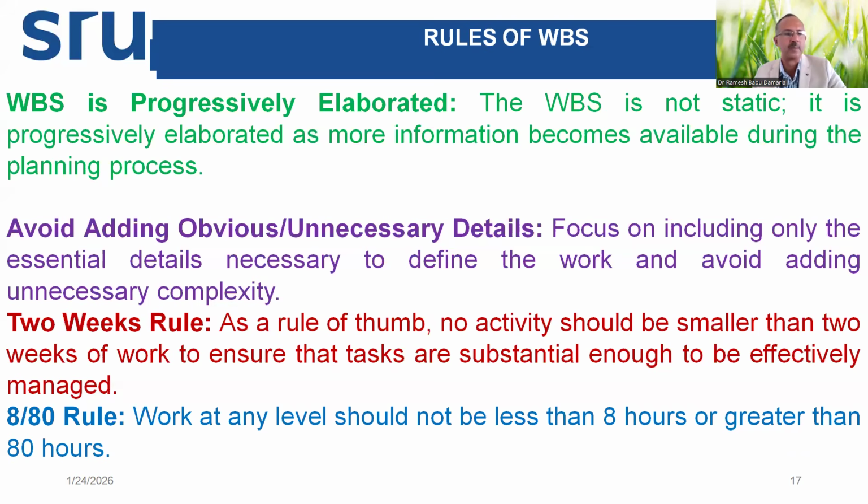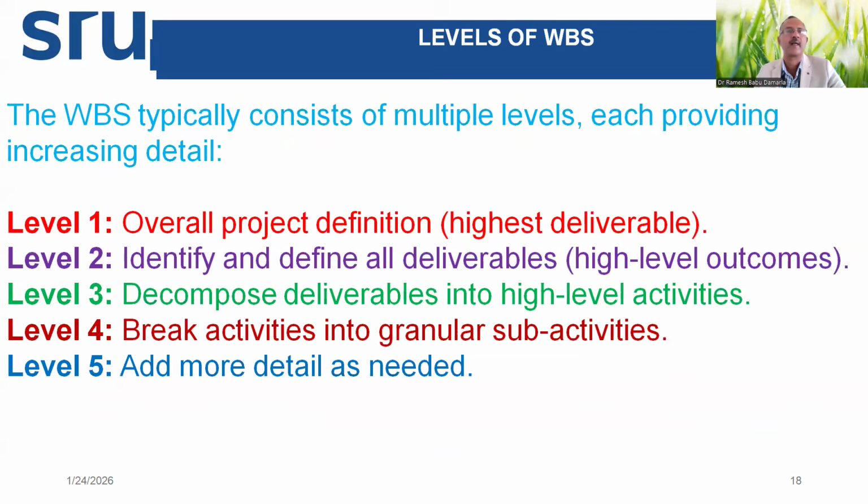The 2 weeks rule is not applicable for all the projects. Maybe for big projects it is acceptable, where the project time is more than 1 year. The 8/80 rule, minimum 8 hours task and maximum 80 hours task, may be useful for some projects. These are the levels of the WBS. Level 1 should show project definition. Level 2, deliverables. Level 3, decompose the deliverable, from high level to low level. Then level 4, break down into small or micro level. Level 5 is nano level, if required further.